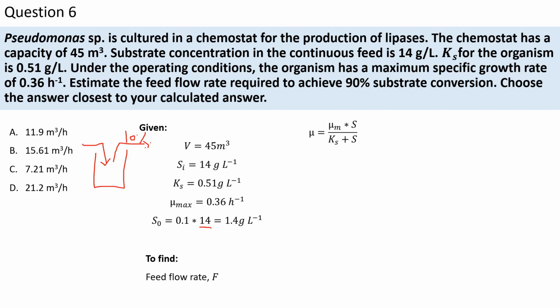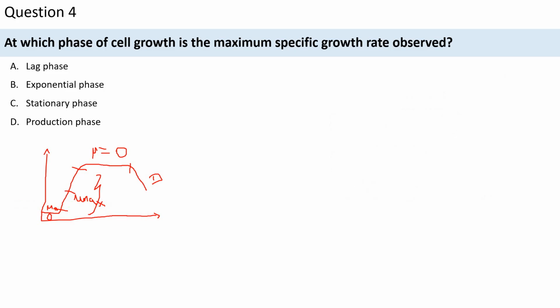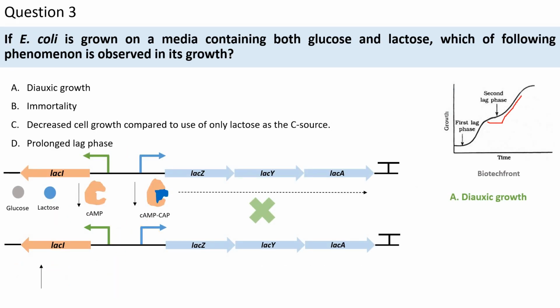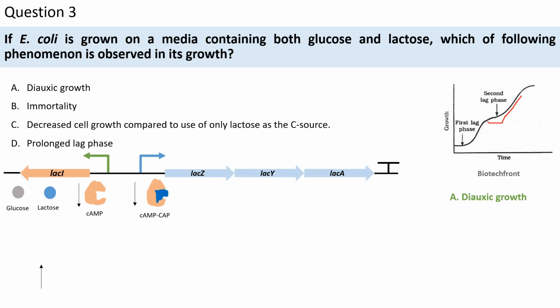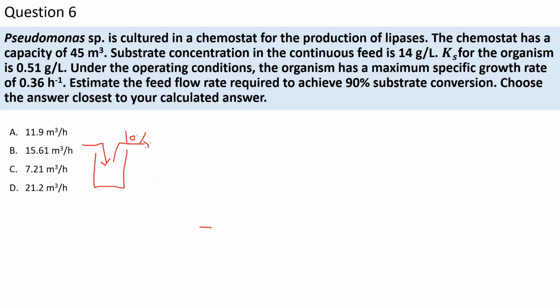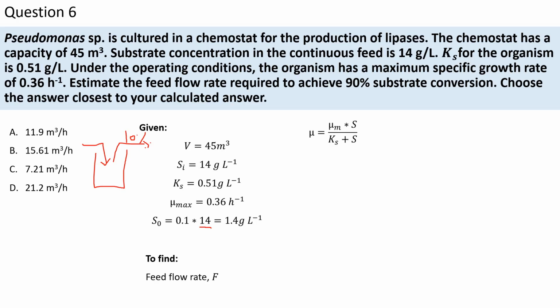To find the feed flow rate, we know the equation mu is equal to mu max S divided by Ks plus S. And we already know that in a chemostat, as we saw in the previous question, I guess question 2, I just want to show you before I proceed. What we have seen in chemostat is that the specific growth rate of the cells is equal to the dilution rate. So this is what we have derived, and the same thing we are going to apply in question number 6. So specific growth rate is equal to dilution rate.